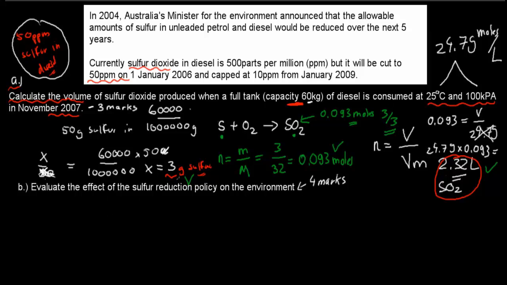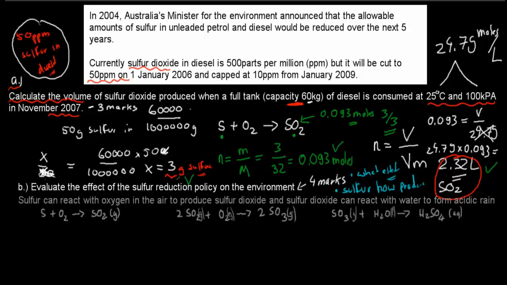Right, B, evaluate the effect of sulfur reduction policy on the environment. So what you should do for this, for 4 marks, is just talk about what sulfur does. You can quickly say how it's produced, but more importantly is what effect it has on the environment and on living things. And then say that if we have a reduction policy, that means we can minimize those effects. That's what I wrote.